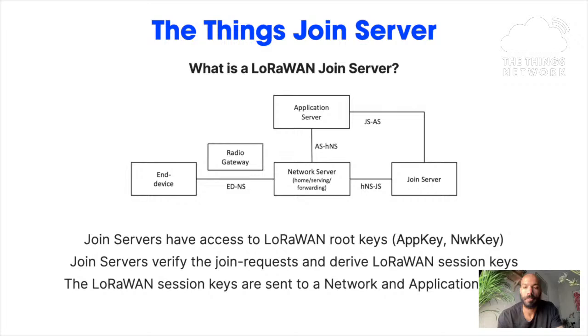So when a device sends a join request to join a network, the network server contacts the join server to activate a device. And what the join server does is that it authenticates the network server. So it decides which network is going to activate the device. And it also derives the network session keys and the application session key that are then securely sent to the network server and the application server.